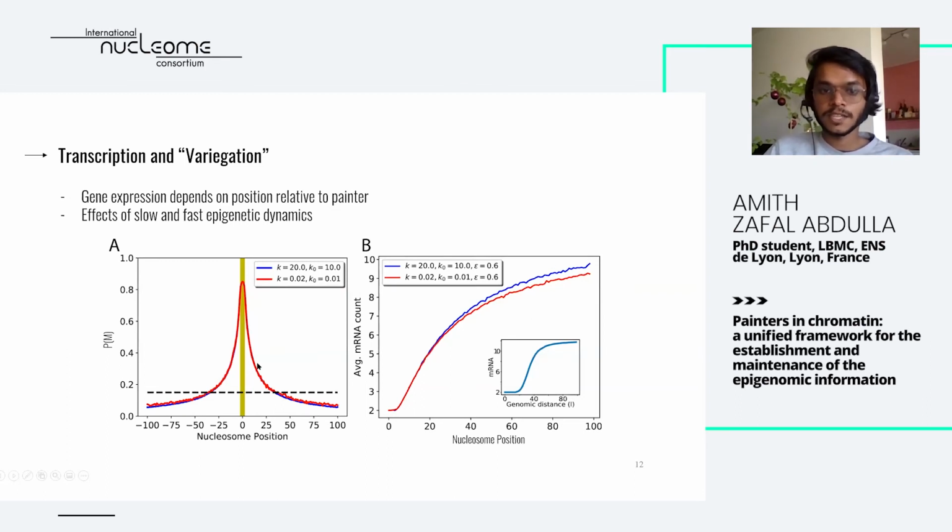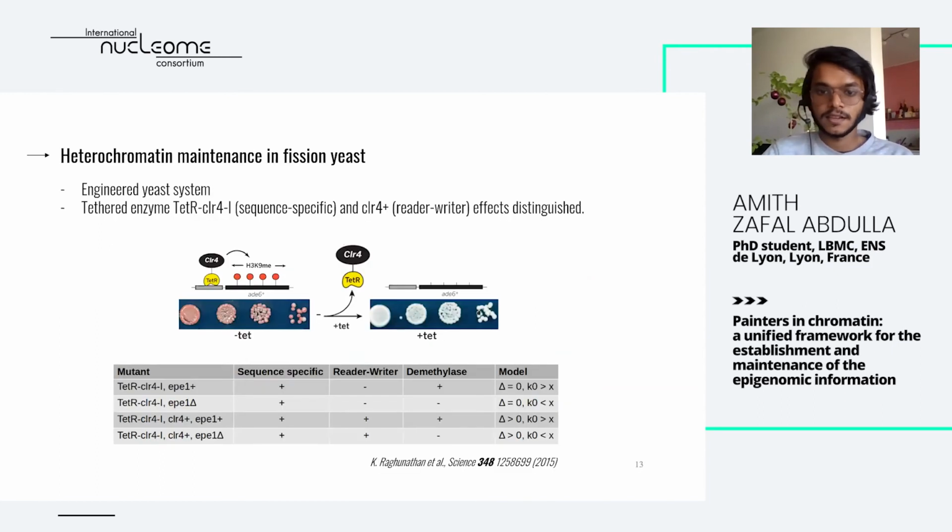So with this model, we can actually distinguish between the kinetics of epigenetic dynamics. We can have different transcripts if the fluctuations or the kinetics of chromatin state are different. And also we can have different gene expression depending on the position of the gene relative to the position of the painter or sequence specific recruitment. Now, with all this, how can we actually build it up to predict some experimental results?